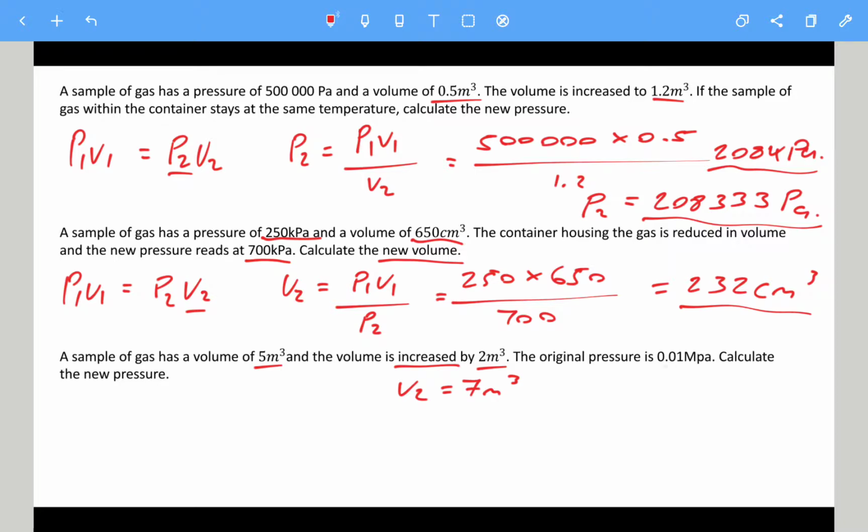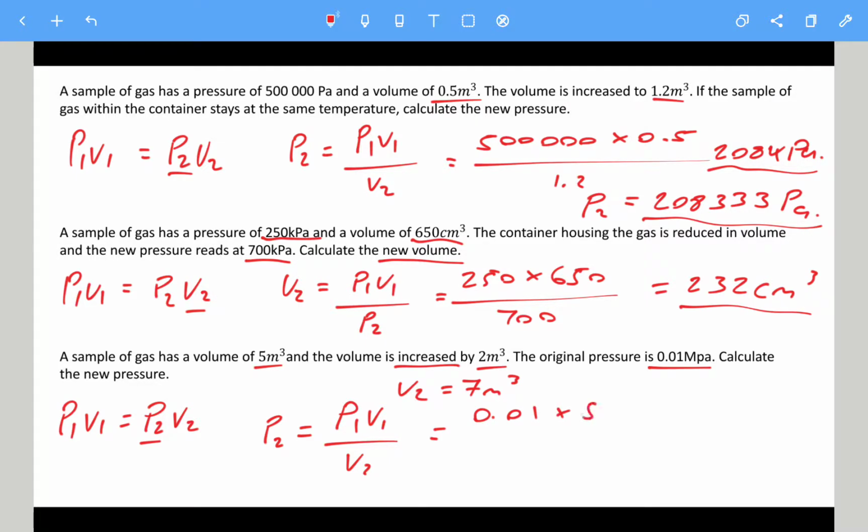Okay, the original pressure is 0.01 megapascals. Calculate the new pressure. We can leave it in megapascals, that's fine. So P1 V1 equals P2 V2. So pressure 2 is going to be P1 V1. And then to get rid of the volume 2, we need to do the opposite of multiplying, which is dividing on the other side. So pressure 1 is 0.01 megapascals times volume 1, which is 5, divided by volume 2, which is 7.